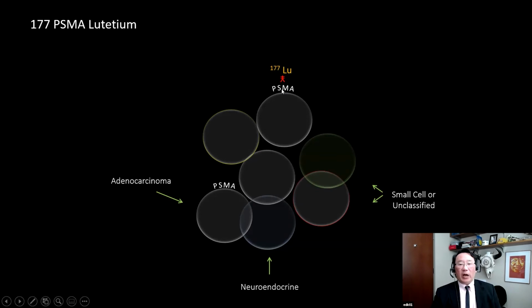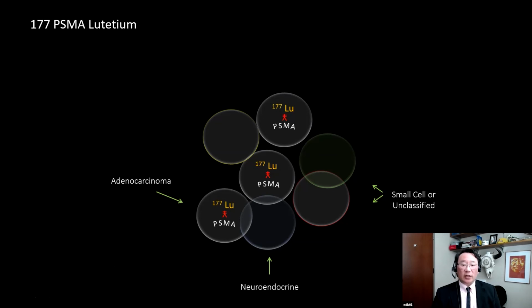177 PSMA lutetium works like this. The lutetium binds to the PSMA on the surface of the cell, and the surface actually gets irritated a little bit, like Dr. Moyad gets irritated when I talk too long. So then the 177 PSMA lutetium gets sucked up by the cell and ingested. And then it gives a burst of beta radiation that kills the cell as well as all cells around it.